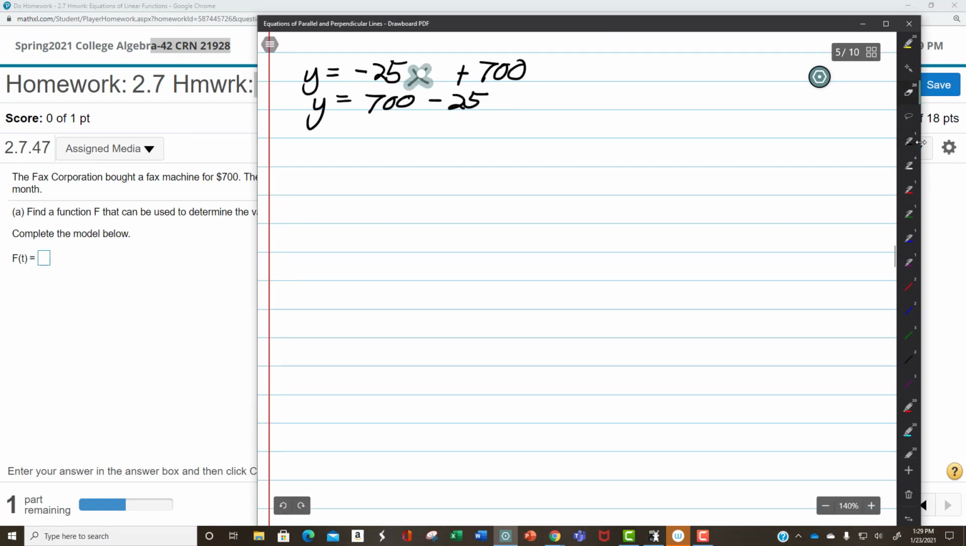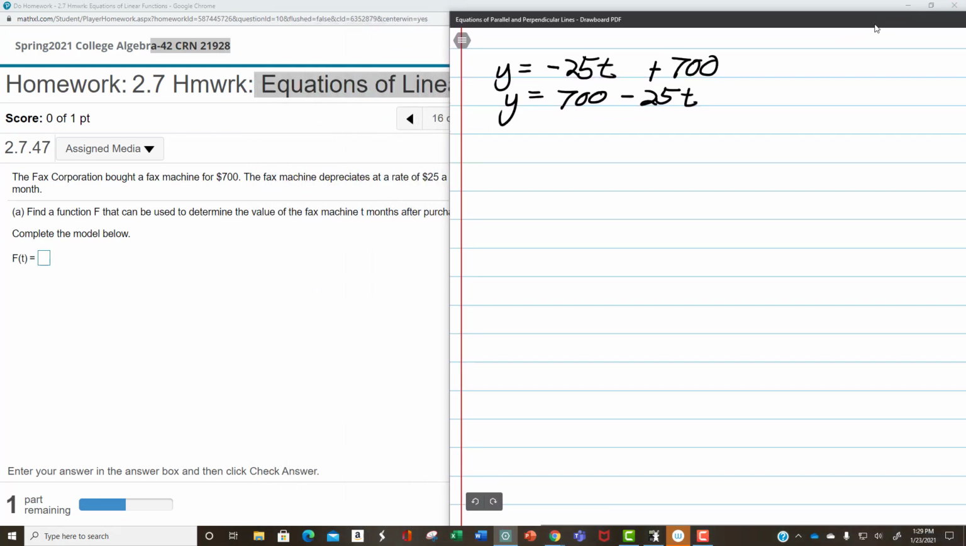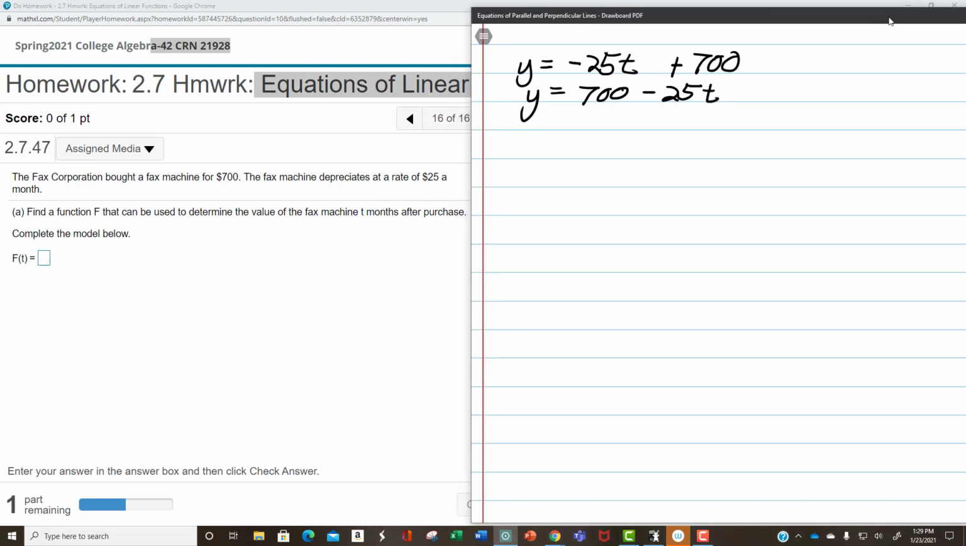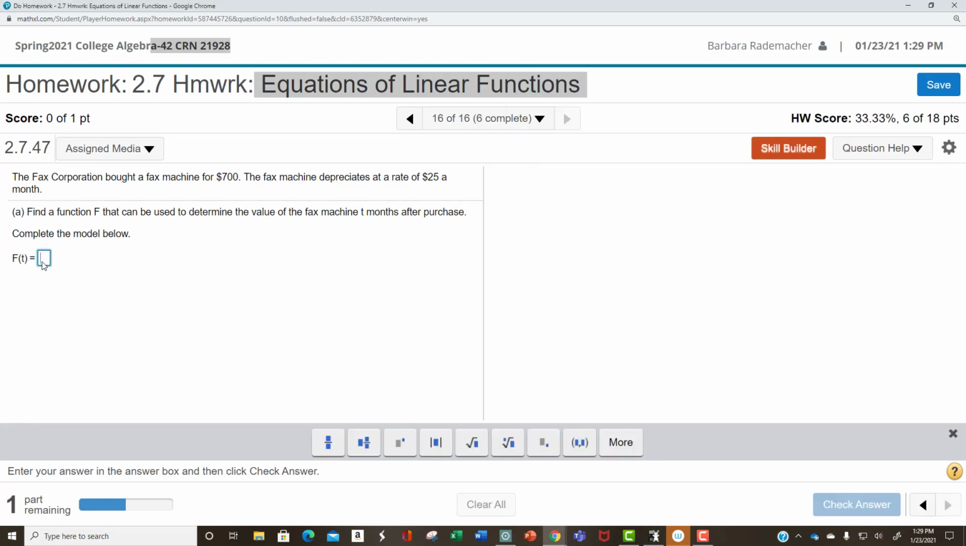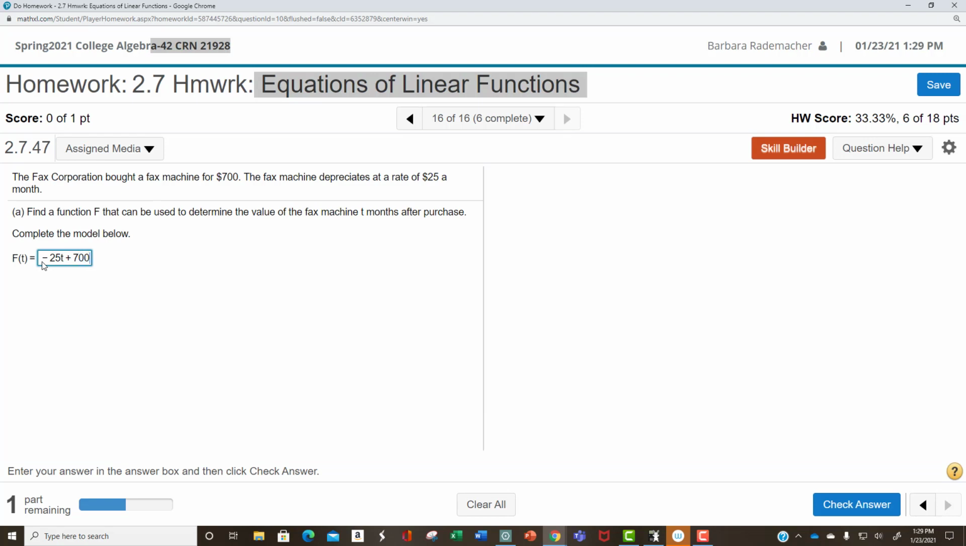Most of the time, t and x are absolutely interchangeable. I always put a curl on the end of my t's so it won't look like a plus. Okay, so negative 25t plus 700.